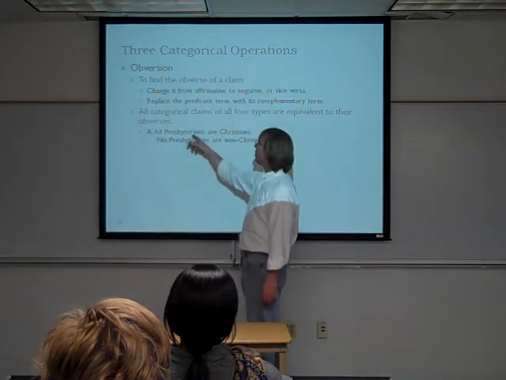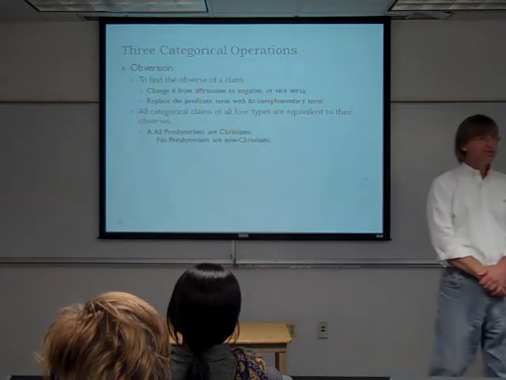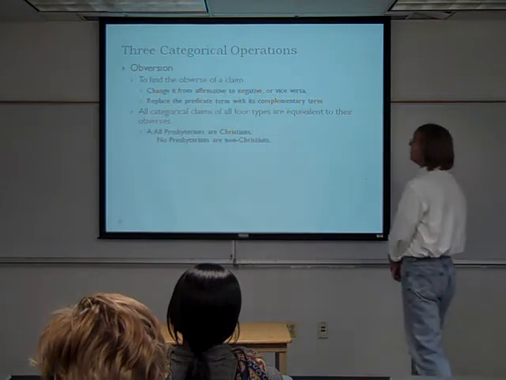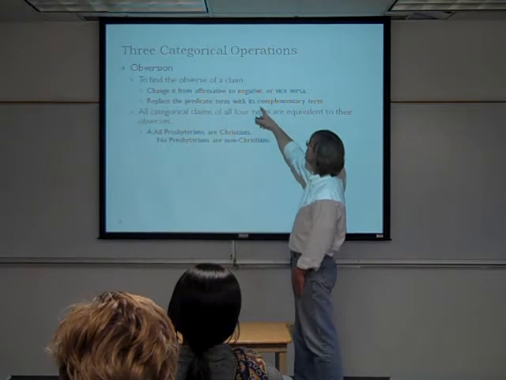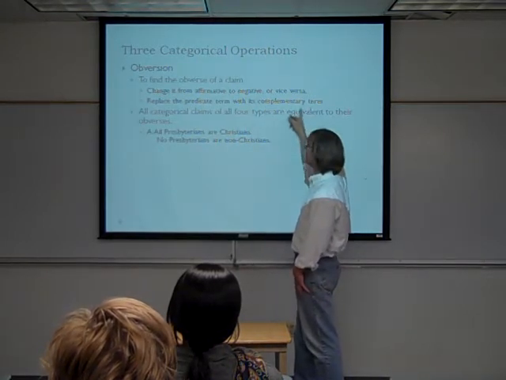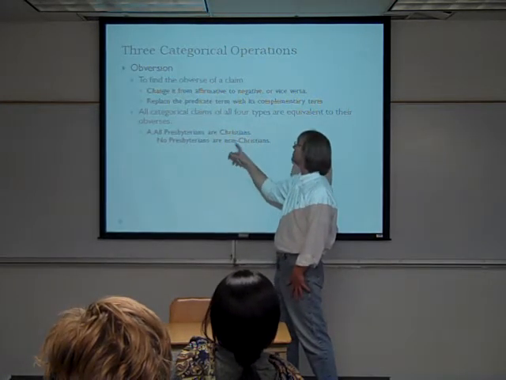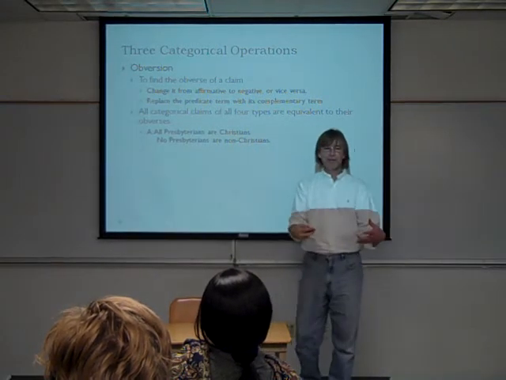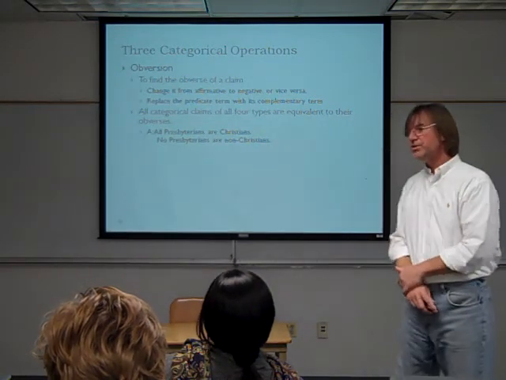We begin with: all Presbyterians are Christians. We want to take the obverse of that now. So we change it from an affirmative to a negative, and we replace the predicate term with its complementary term. So we say, no Presbyterians are non-Christians. Essentially, non-Christians refers to this complementary class within the universe of discourse of people that are not Christian.